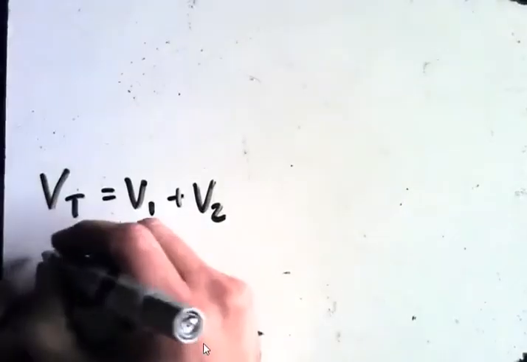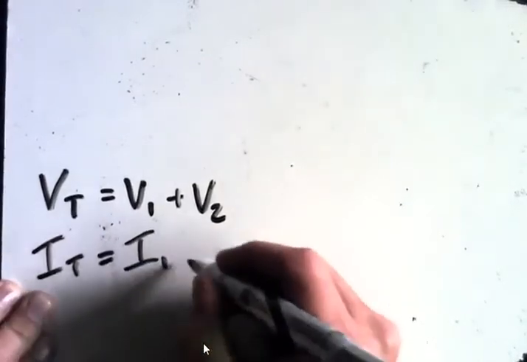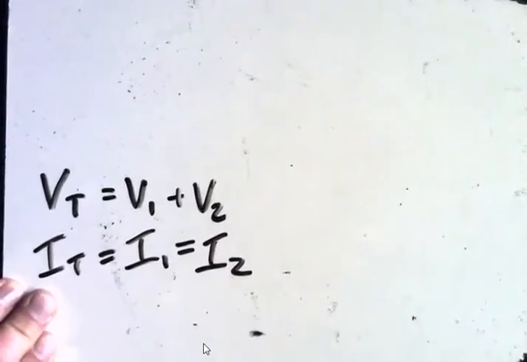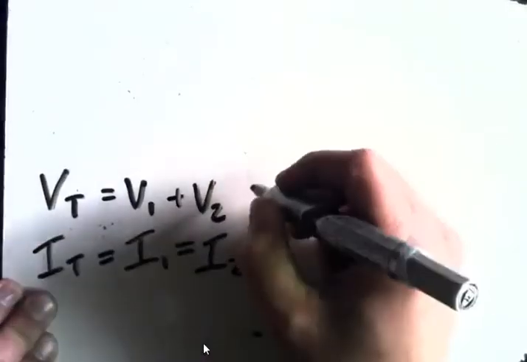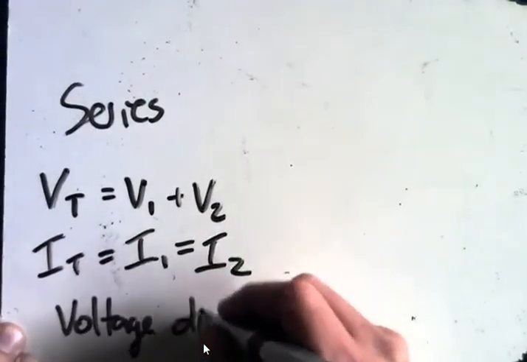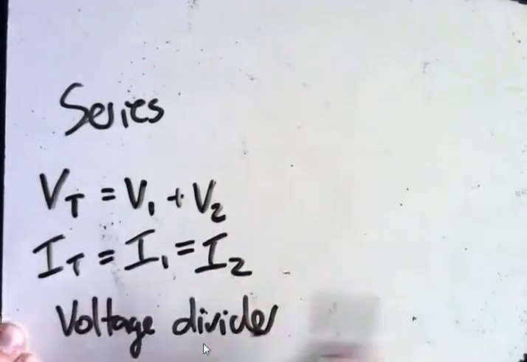Okay, let's ignore the resistance for now. But all the men, the whole current, passes by the one witch, and it's all the men that pass by the other witch too. So we call a series circuit a voltage divider, because the current is the same everywhere, but the voltage splits up.